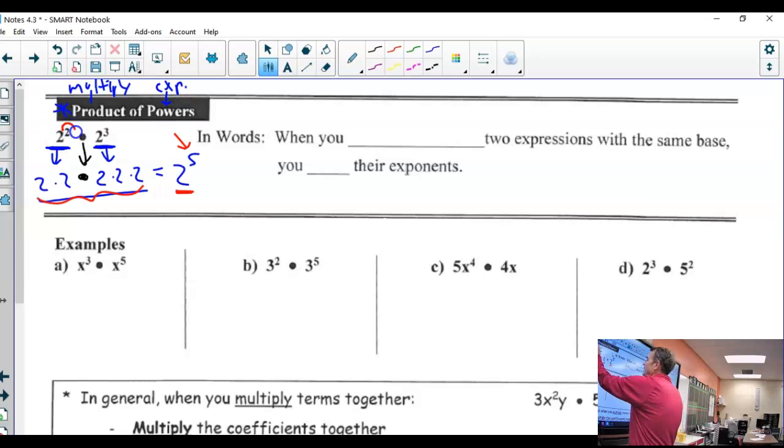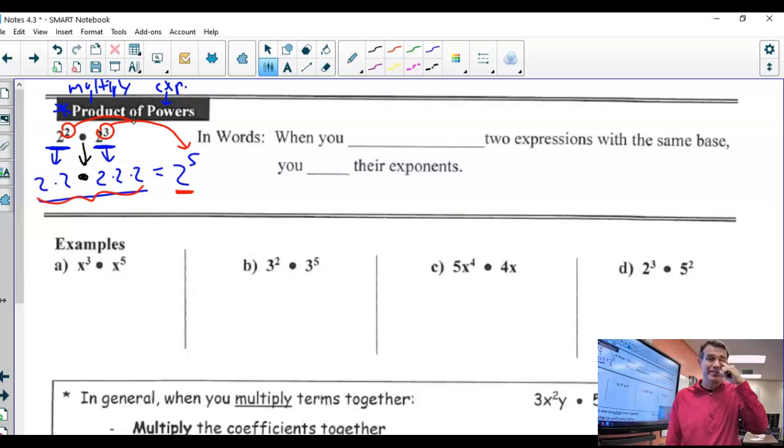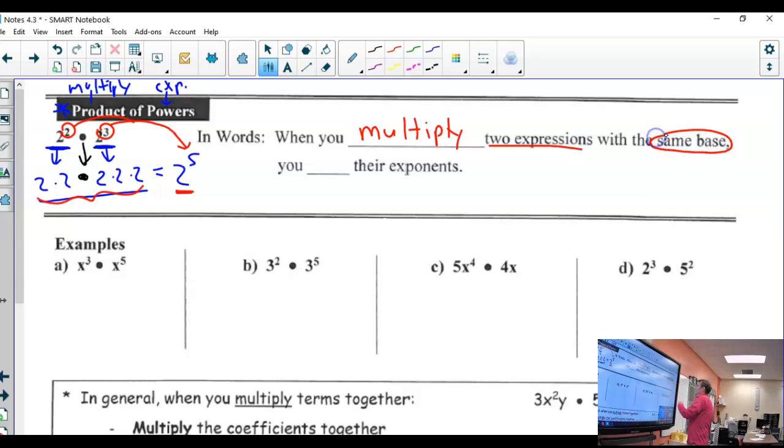So my question would be, you see the exponents here? What actually happened to the exponents? How did multiplying these two things together affect the exponents? Well, here's what happens. When you multiply two expressions with the same base, very important, they have the same base, what do you do with the exponents? You add the exponents, right? That's how the 2 and the 3 over here, that's how they became a 5.